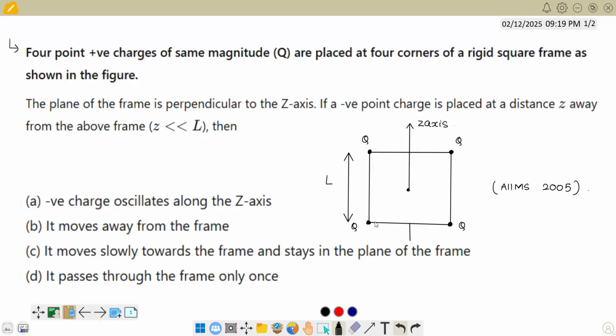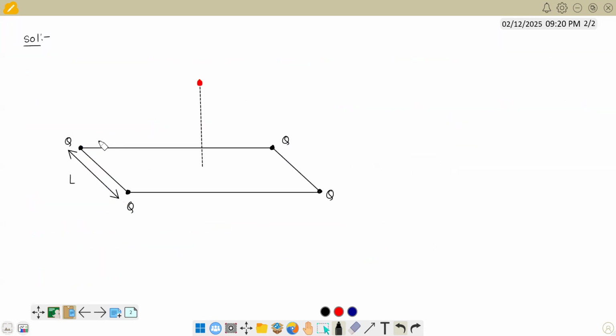Even though the diagram is given this way in the AIIMS examination, actually this is what he meant. This is the z-axis. Imagine this is the z-axis and this is the plane and this is my negative charge that is there. We have positive charges at the four corners of a square. This may not look like a square because I did not draw it to scale. Imagine that this is a square and we have a negative charge.